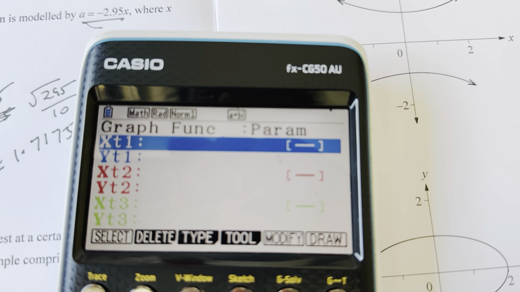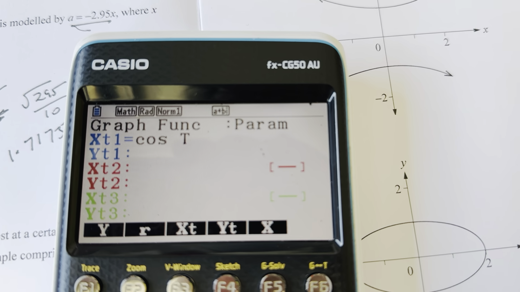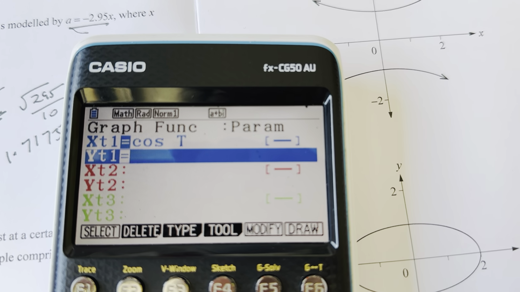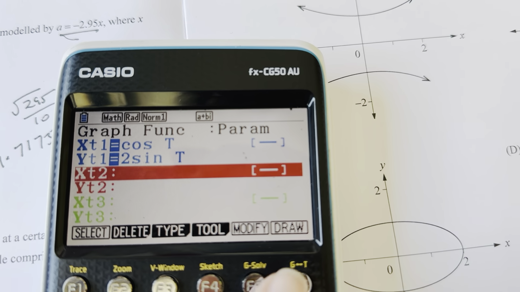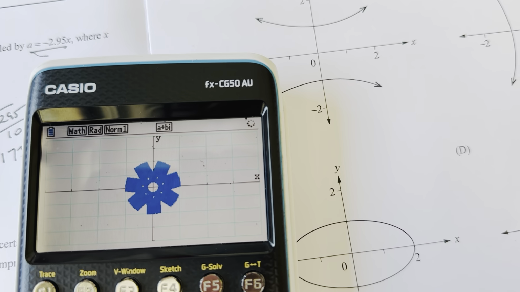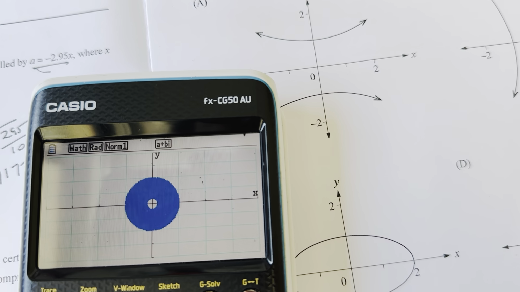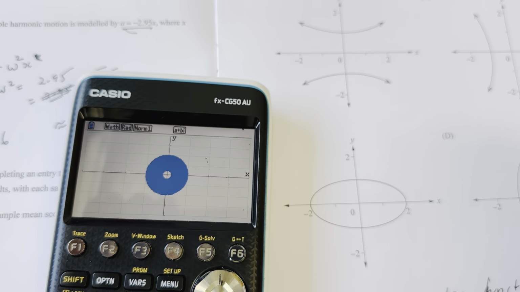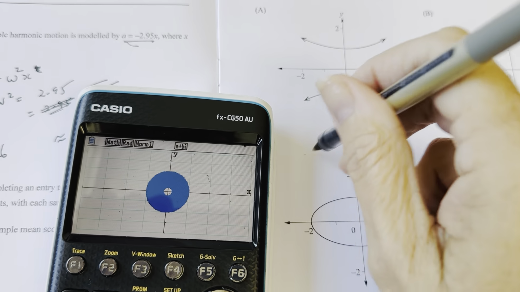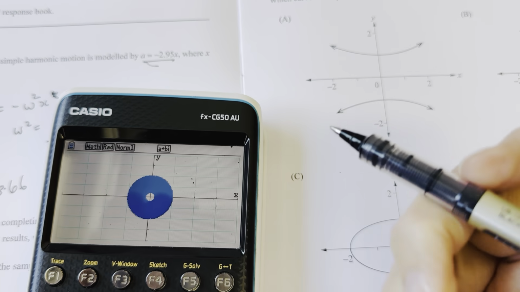Parametric, F3. So I'm going to go x is cos t, y is -2 sine t, execute, draw. Okay, well, it looks like a circle. All right, so we know it's going to be C or D because they're ellipses, and this is really an ellipse.